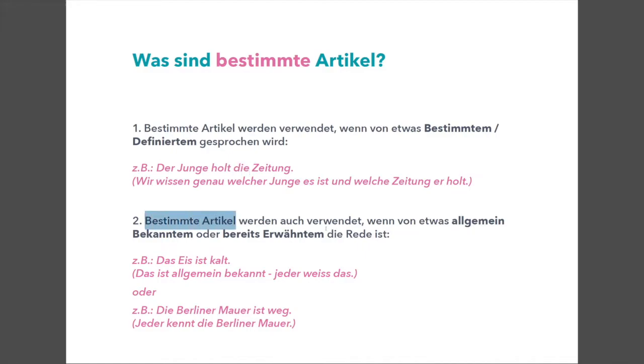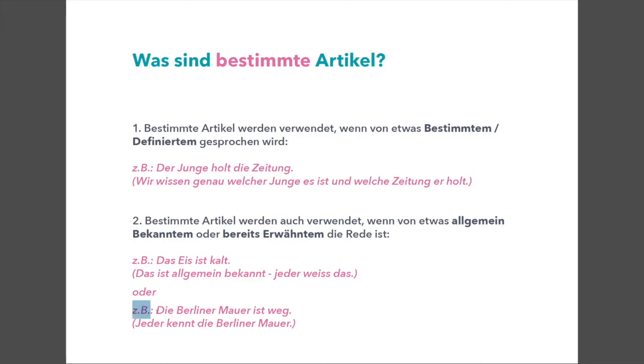We use defined articles also when we talk about something that is generally known, or something, as we said, that we already mentioned. If I say the ice is cold, this is information that everybody knows. It is general knowledge, it is natural, so I know that the ice is cold. If you want, ice is always cold.